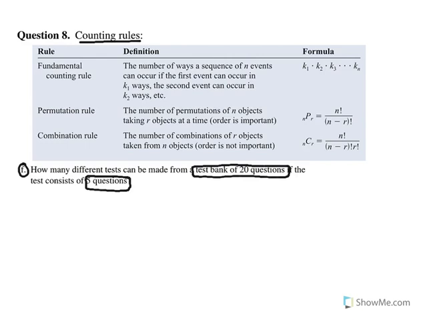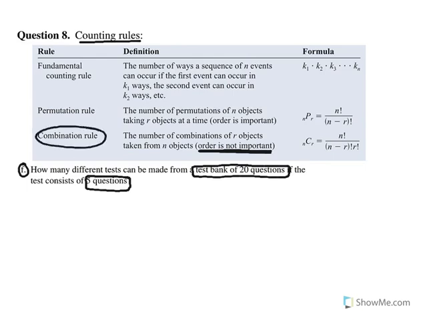The order of the questions is not important. What matters is that I choose 5 questions out of these 20. If I put them in order 1, 2, 3, 4, 5, or I put the 5th one before the 4th or the 3rd, it doesn't matter for the student because they will have to answer the 5 questions. So, because here order of choosing these questions from the test bank is not important, it is the combination rule for this question.